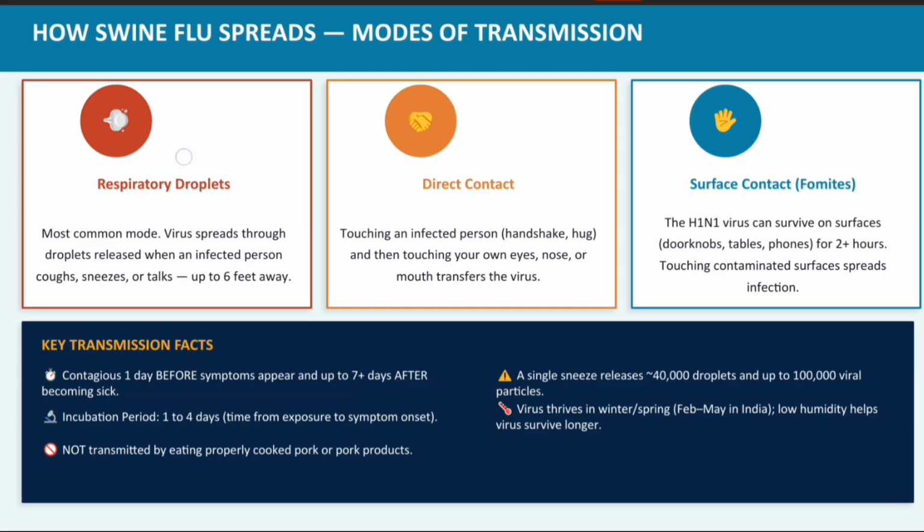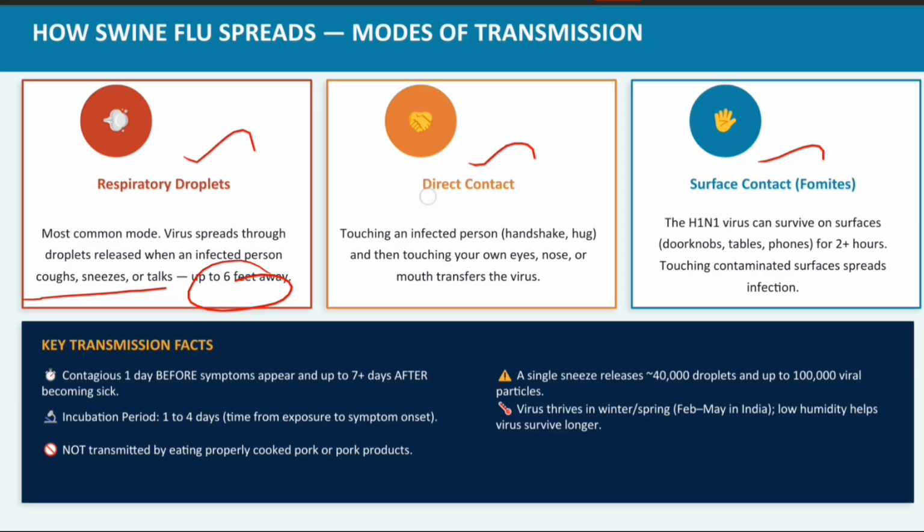Now let's talk about how swine flu spreads from person to person. There are three main ways: respiratory droplets, direct contact, and surface contact. The first is the most common way. When an infected person coughs, sneezes, or even just talks, they release tiny droplets into the air that carry this virus. If you are within about 6 feet or 2 meters of that person, you can breathe in those droplets and get infected.